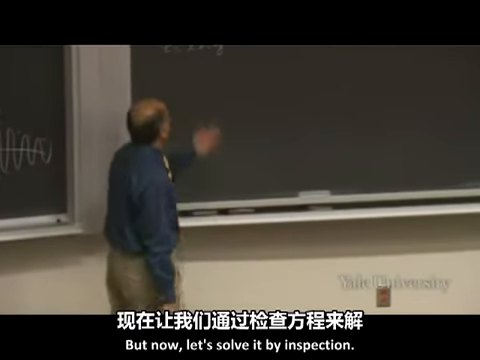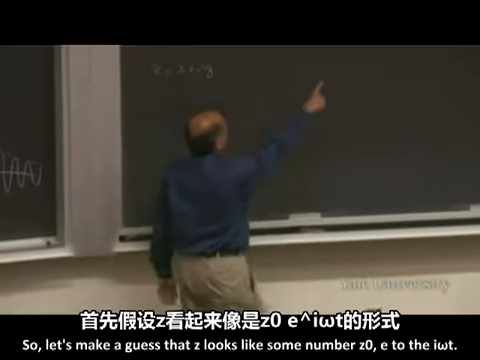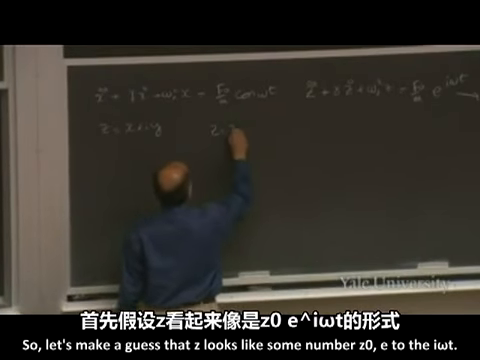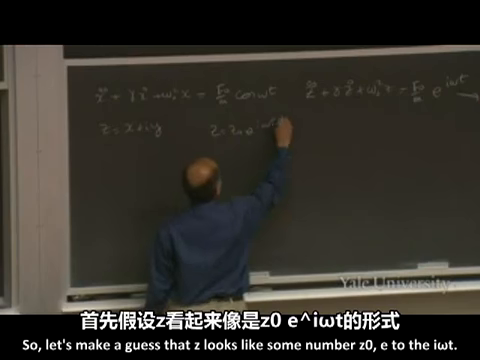But now let's solve it by inspection. So let's make a guess that z looks like some number z naught e to the i omega t.